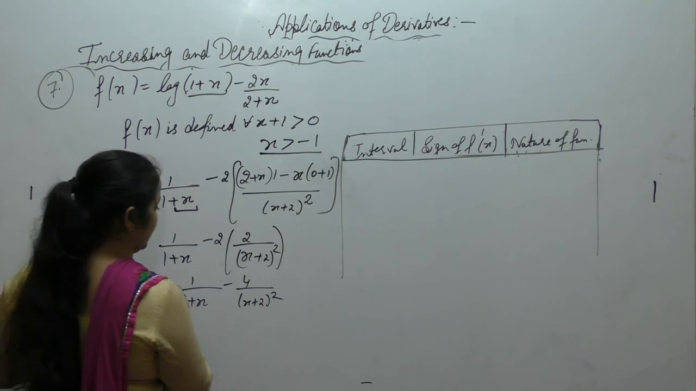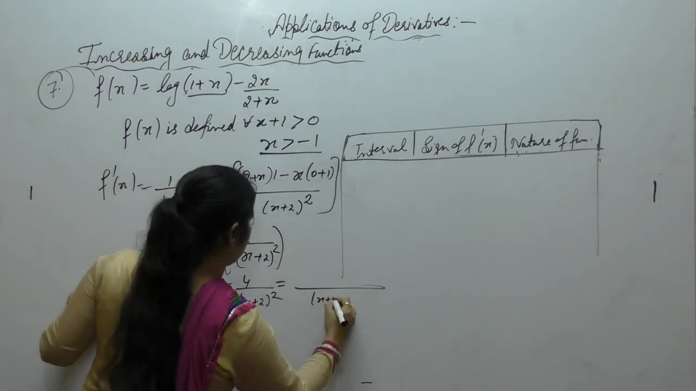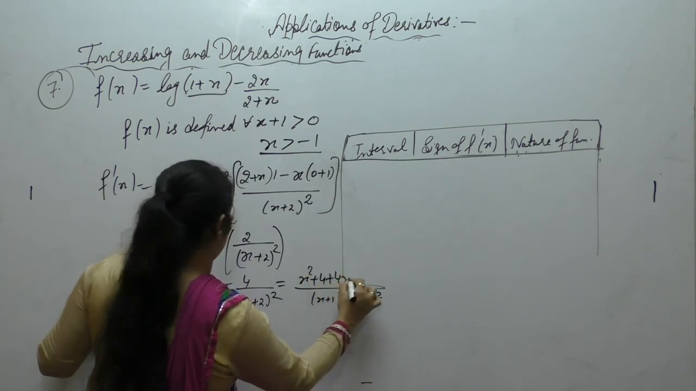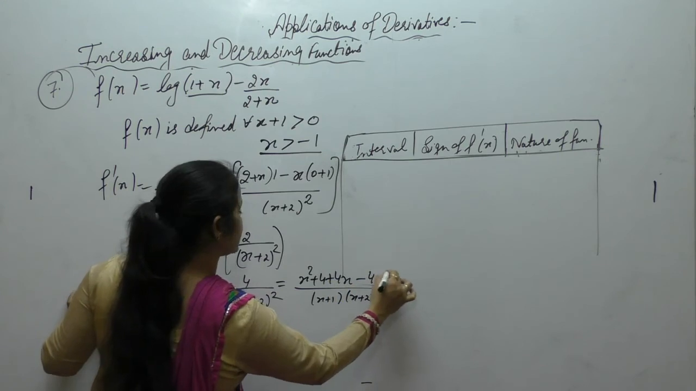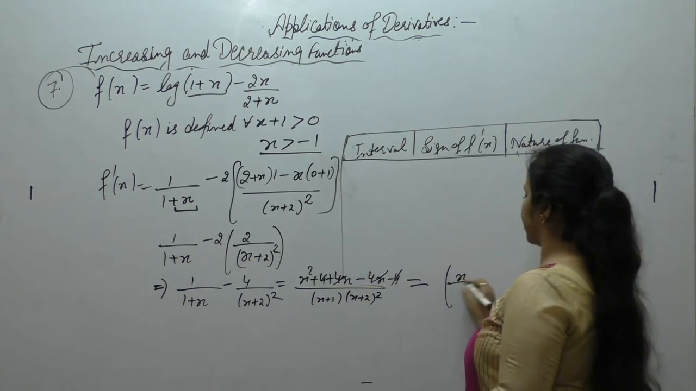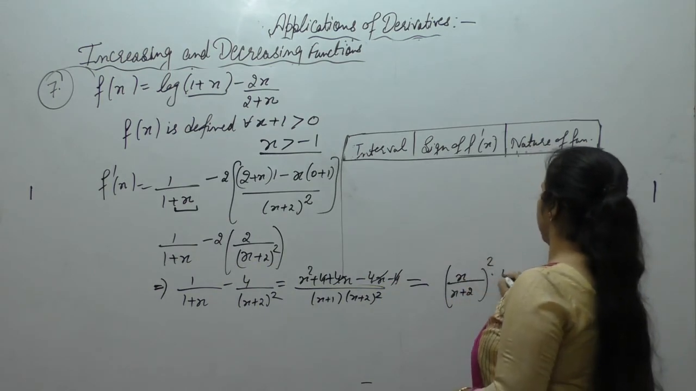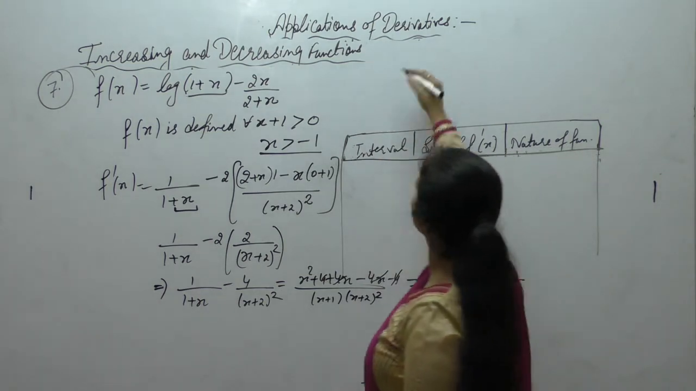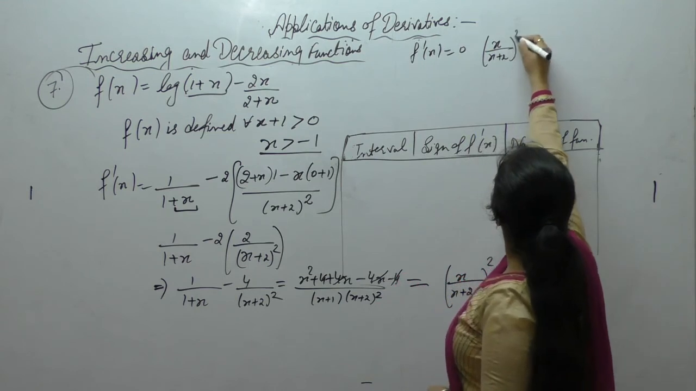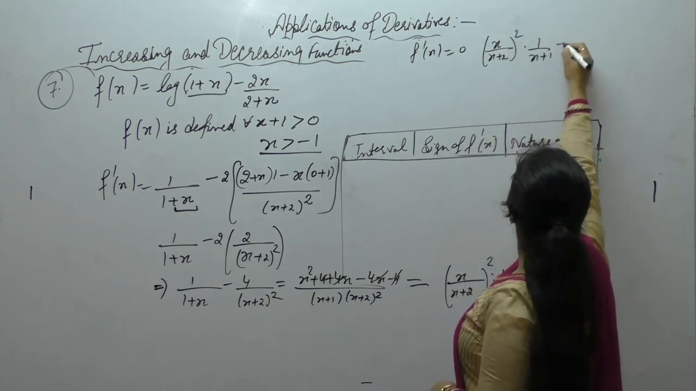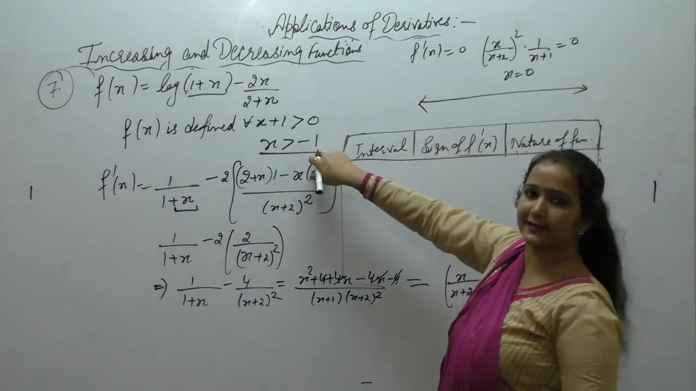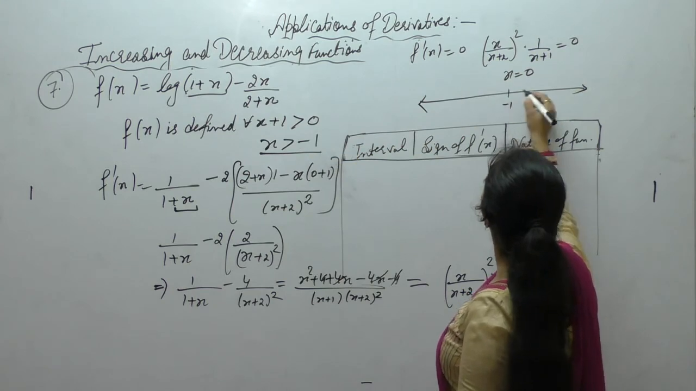Now take the LCM here. x plus 1, x plus 2 whole square. a square plus b square plus 2ab minus 4x minus 4. So here we are left with x square upon x plus 2 whole square, 1 upon x plus 1. Put this f dash x equal to 0. From here we get x equals 0, and x should be greater than minus 1, so the other point is x equals minus 1.